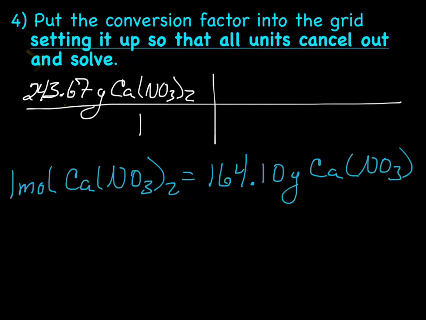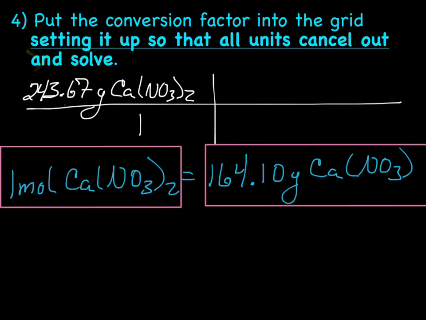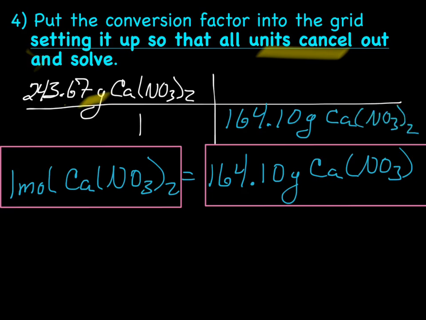All right, so how are we going to set this thing up? We need to take one of these numbers, one side of the equality, and it needs to go on the bottom side of the grid, and one needs to go at the top. How do you decide? Well, you want your units, again, to cancel out. So, since we have grams up here at the top, we want grams down here at the bottom, which means we are going to be using the right side of the equation for this one, 164.10 grams CaNO3, which means on the top we'll go 1 mole CaNO3.